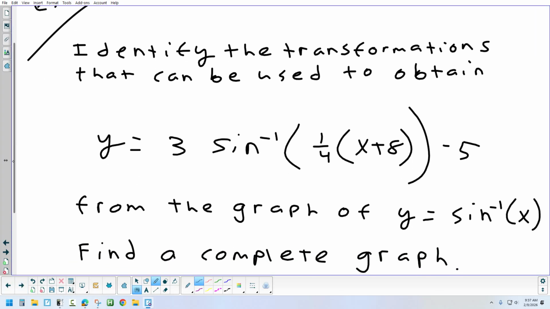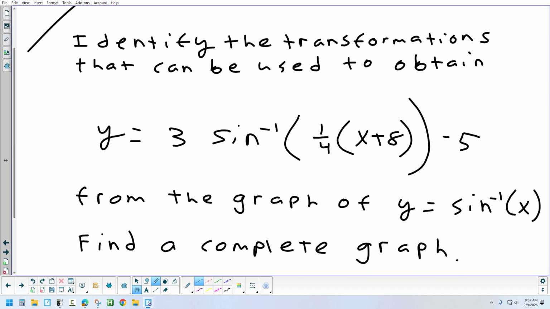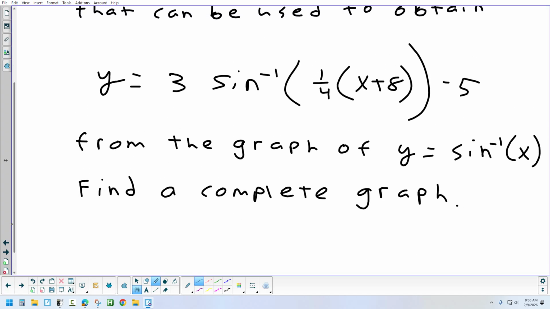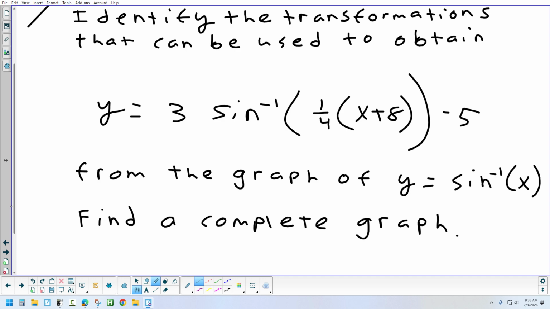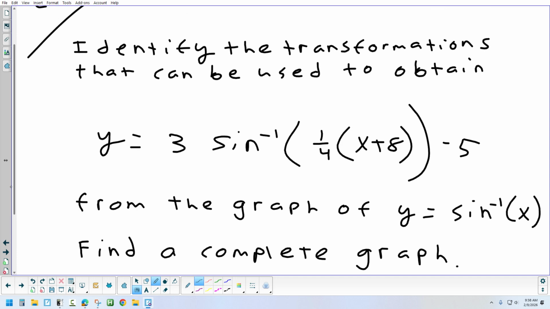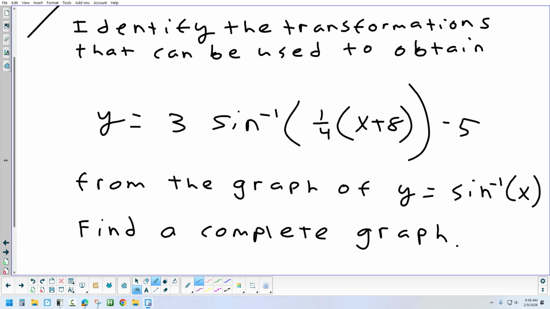Okay, so this one says to identify the transformations that can be used to get that. And then it says find a complete graph. We'll see if we do that. Okay, first of all, how many transformations are there?